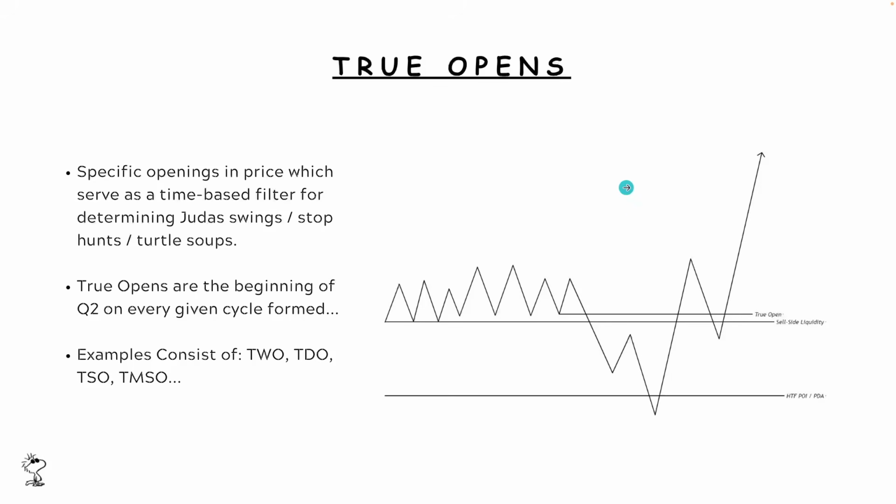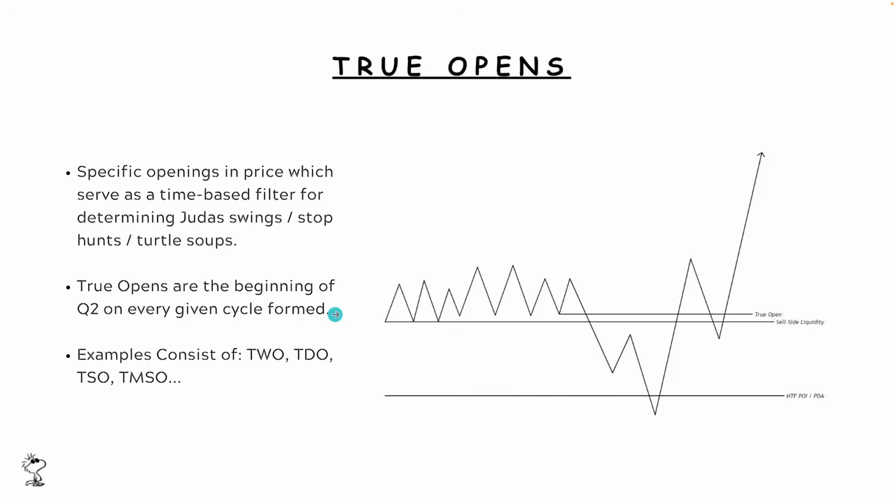Now, true opens. True opens are specific openings in price which serve as a time-based filter for determining Judas swings, stop hunts, and turtle soups. A lot of people understand what key opens are. If you're familiar with ICT's Power of 3, it has what we call an opening price of the candle, which we refer to as a key open. True opens are the same thing, but they are the opening not of a cycle, but of the second quarter within that cycle. True opens are the beginning of quarter two on every given cycle.